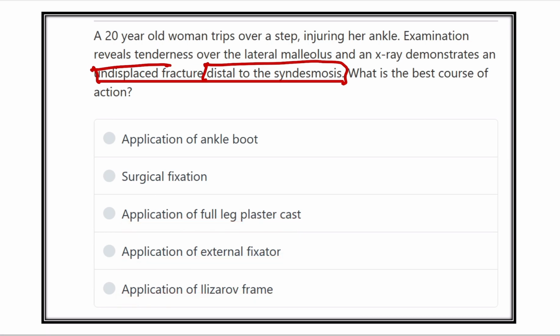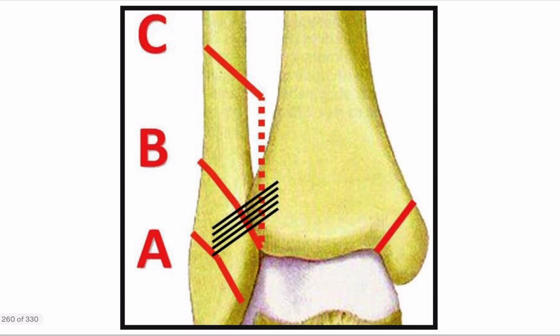So first of all, let's see the fracture classification of the ankle joint, which is the Weber classification. In the Weber classification, the fracture is classified as A, B, and C. The B type of fracture occurs at the syndesmosis, which is the joining between the tibia and fibula. So when there is a fracture in this area, it is called Weber type B classification.